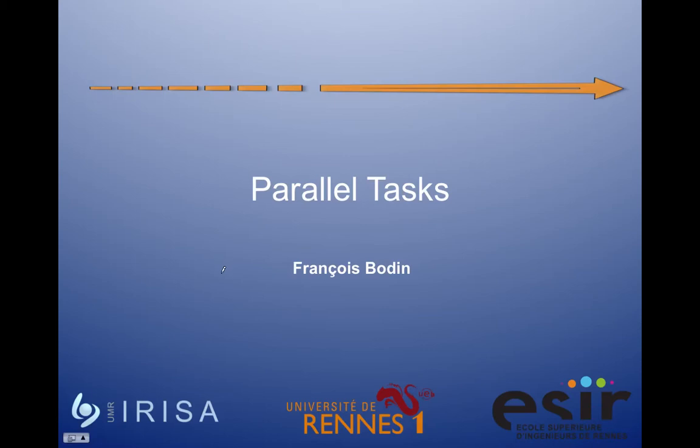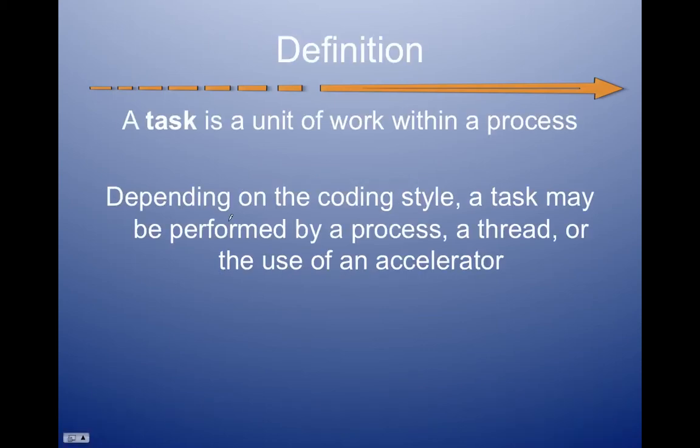Parallel tasks. A task is a unit of work within a process. Depending on the coding style, a task may be performed by a process, a thread, or the use of an accelerator. So in practice, a task will be a set of statements that has to be executed, and the execution is performed by a piece of the runtime system. Let's look at an example.